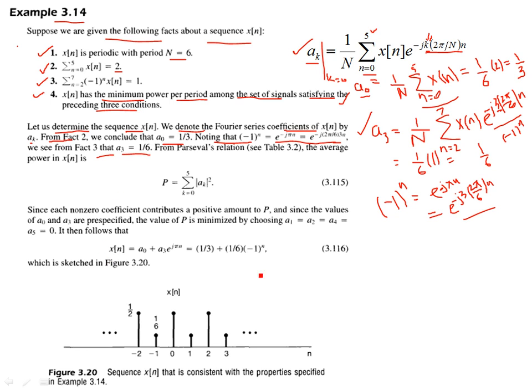Now, you see, if you expand x of n in terms of Fourier series, its Fourier series is of the form summation a_k, Fourier coefficients. Summation is again over k, and this is for one period, and this can be written as e^(j k 2π/N n).